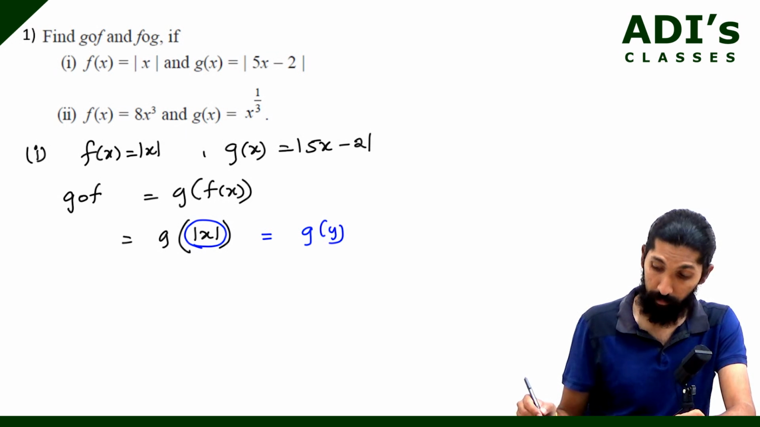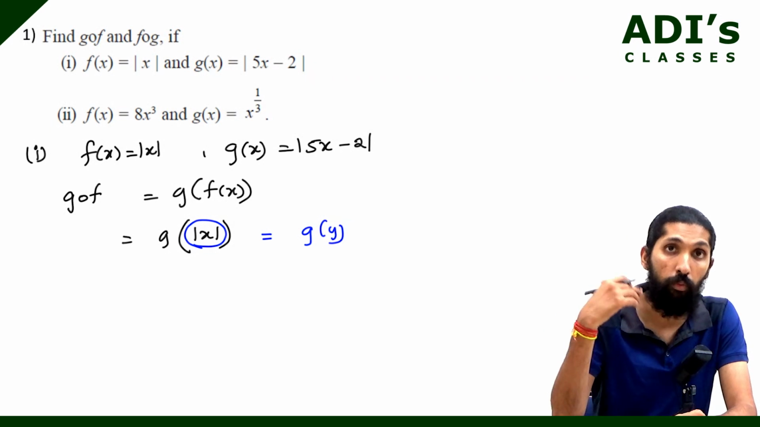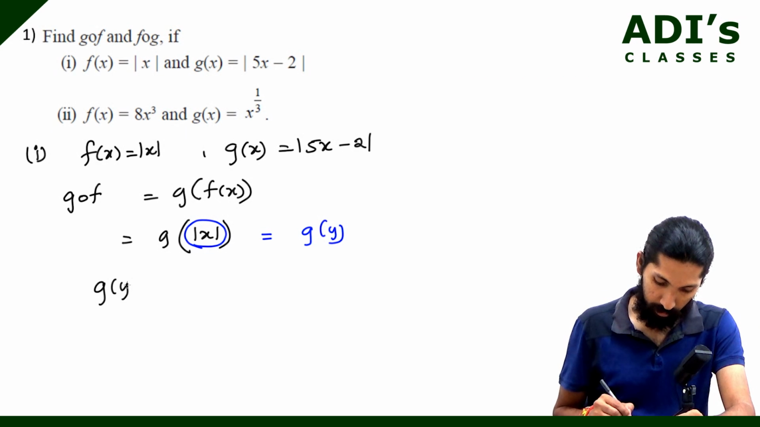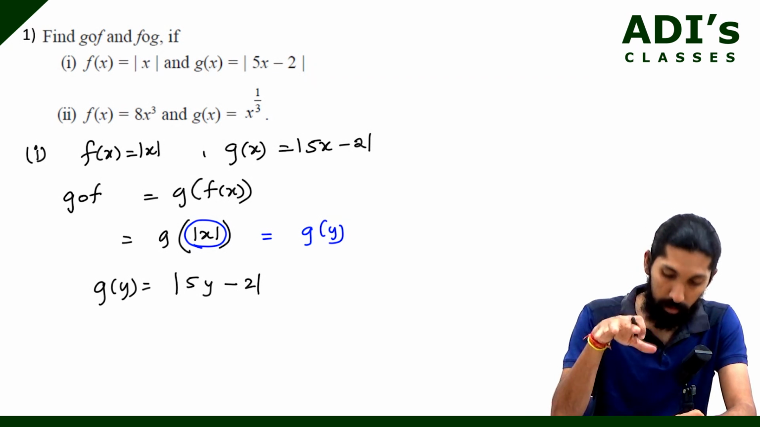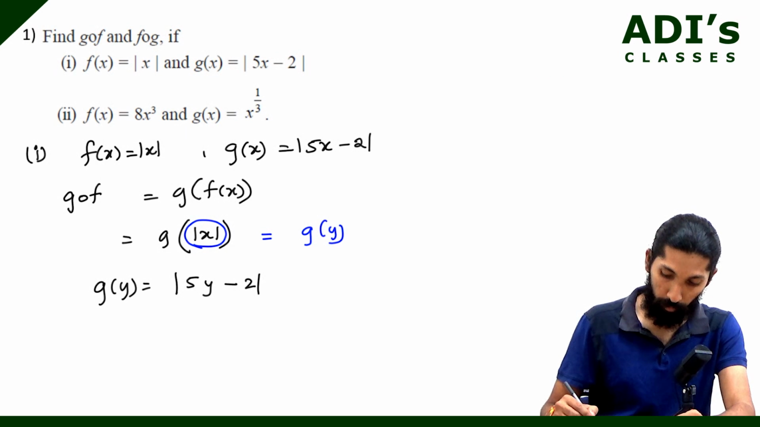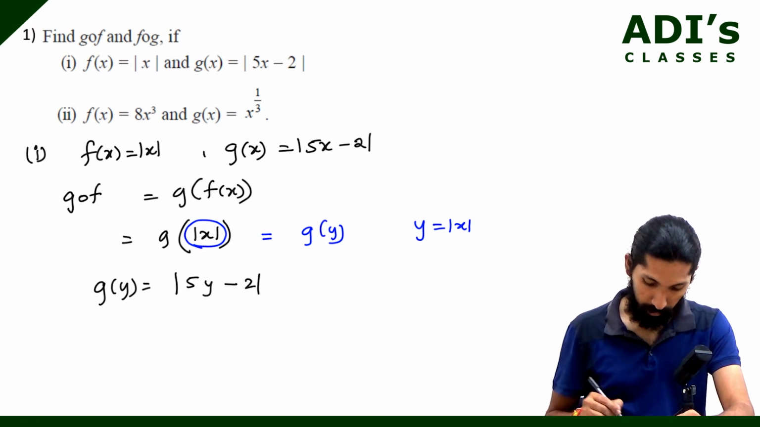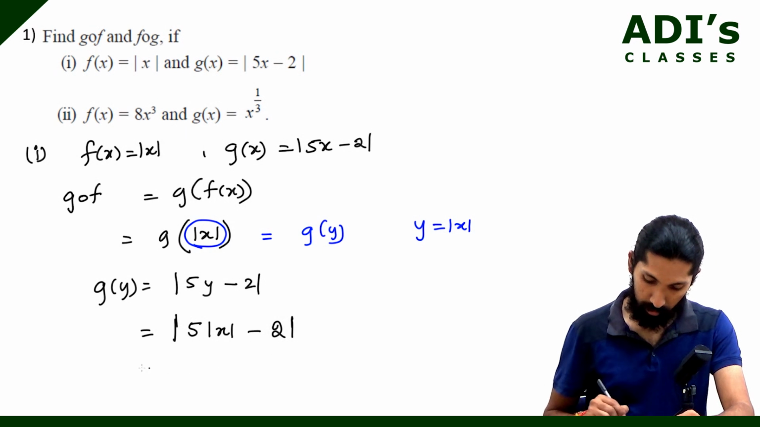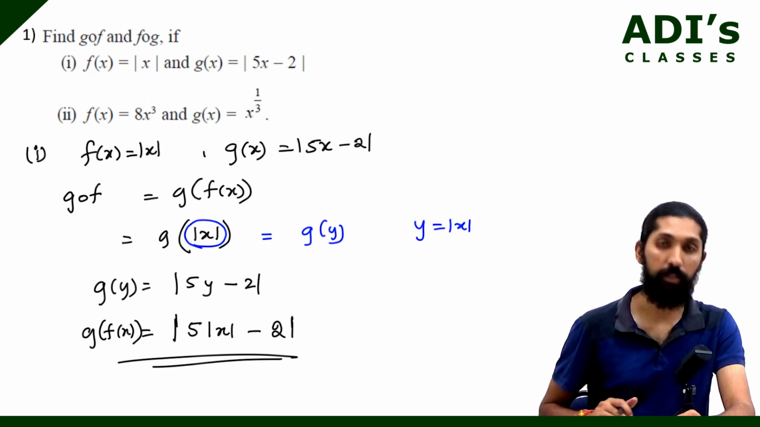Now, what is g of x given? So g of x is mod of 5x minus 2. Suppose if you take g of y, then what we are going to get is that g of y is equal to mod of 5y minus 2, isn't it? But what is y? What did we substitute here? So we took y is equal to mod of x, isn't it? Substitute it back. That means you will get this to be mod of 5 times mod x minus 2. So this is going to give me g of f of x. This is the first part.